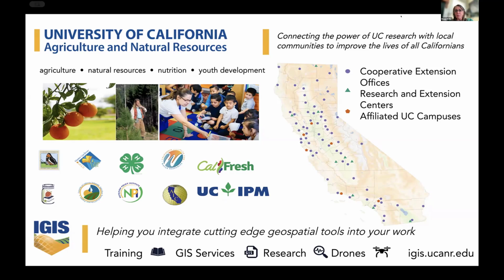And we do this through a number of ways, but one of the ways we do it is through these statewide programs. And you might have heard of things like 4-H or CalFresh or UC Integrated Pest Management. Those are all under the umbrella of UCANR. Most of you know this, you're part of it. And our group, IGIS, is a small group, but we just really love to help people incorporate spatial data and spatial data tools into their work. And so that's what we're going to do today.